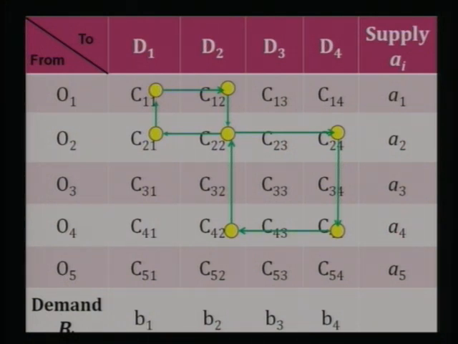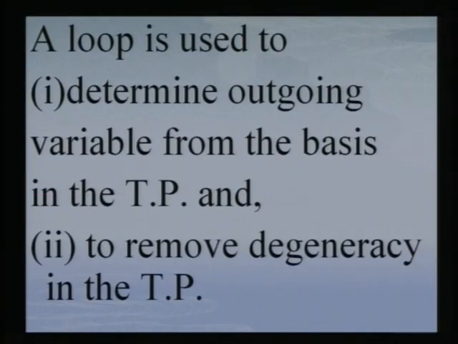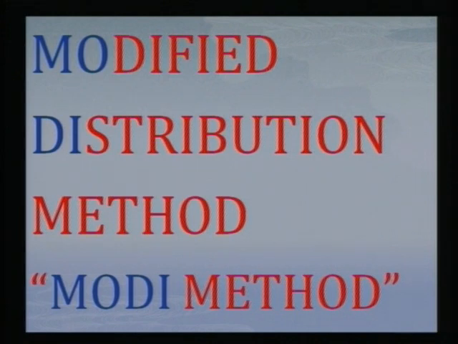Okay. Now let us consider the applications. These are the two uses or applications of loop. A loop is used to identify which is the outgoing variable from the basis in the transportation problem, and secondly to remove degeneracy in the transportation problem. This we will see during the Modi method, how to use the concept of loop to find out which variable must leave the basis. Okay. So let us go to our main topic, modified distribution method.